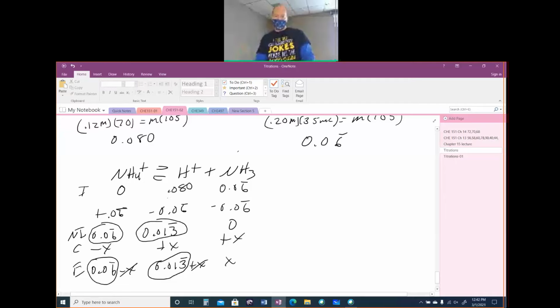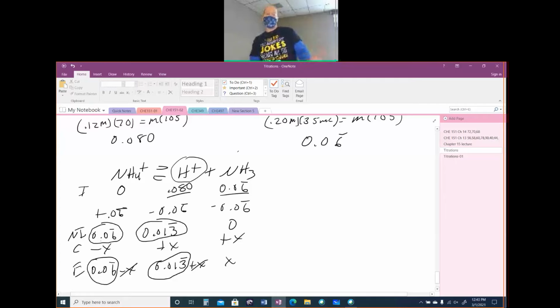So when we started, neither one was zero. And so you're going to react until one of those is zero, the one you have the least amount of. All right, and so there you have your answer. Your answer is this is not a buffer because a buffer has to have zero H plus. This is not zero H plus, it's 0.013.